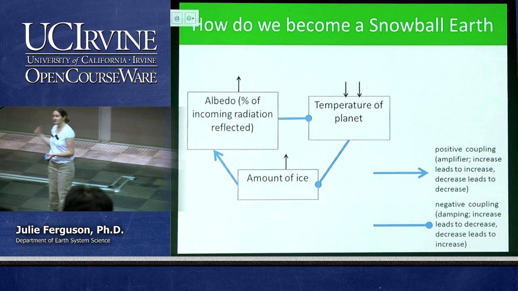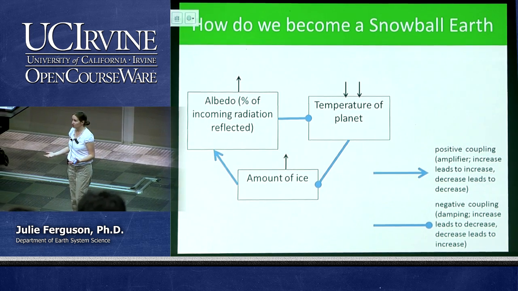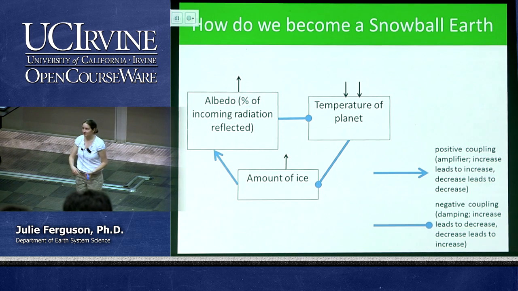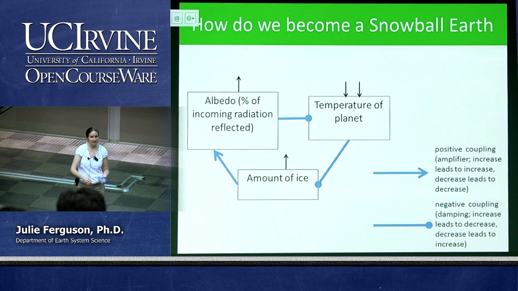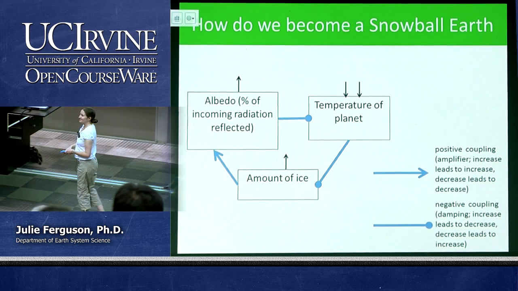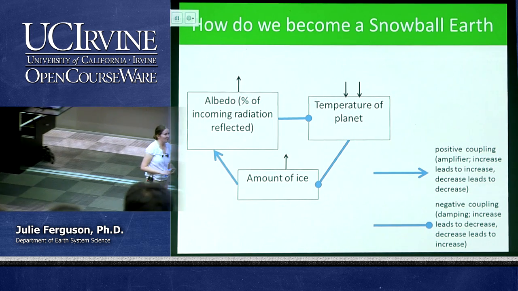In particular, this feedback loop led to the development of our Snowball Earth, because we saw a little bit of a decrease in temperature, which led to a further decrease in temperature, which led to a further decrease in temperature, a spiral of death, basically, spiral of doom. And so my question to you is, how did we get out of this spiral of doom? What could we do?